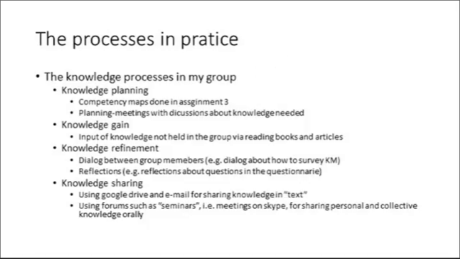Now we'll turn to the knowledge processes in the group when working with Assignment 5. I have excluded the first process, managing knowledge, because we did not have a leadership and we did not create a knowledge vision or things like that in our group. So I will begin with knowledge planning. I think that the competency maps that we did in Assignment 3 are part of the knowledge planning process.